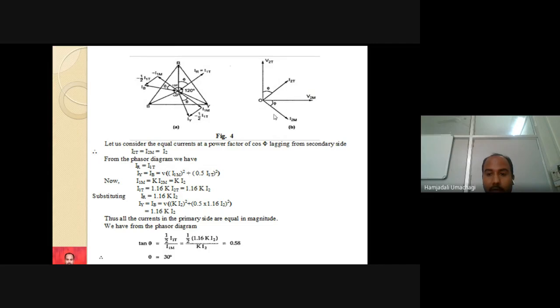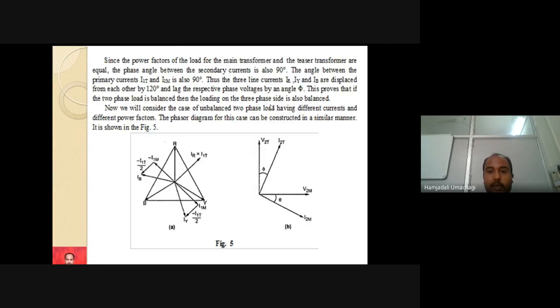Secondary side I2T, I2M, this is also 90 degrees. And the power factors of both the loads are also equal. The angle between the primary currents I1T and I1M is also 90 degrees. Thus, the three line currents IR, IY, and IB are displaced from each other by 120 degrees.